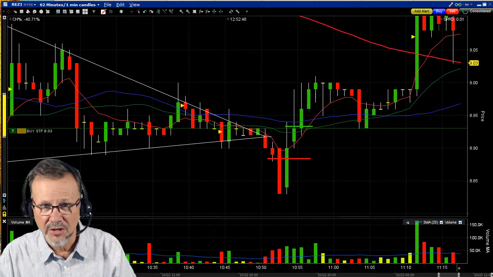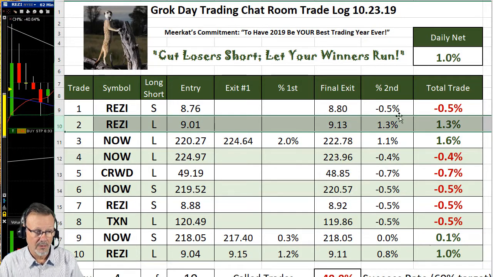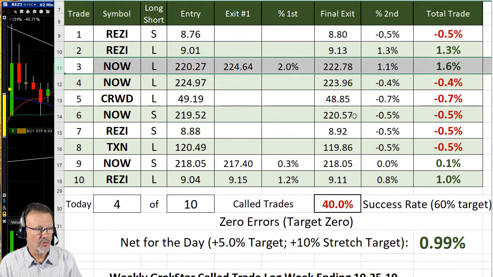It was a struggle today in the Grok Day Trading Chat Room. As you can see from our numbers, we did 10 trades but ended up with just about 1% net to the positive side. Again, we're trading our model portfolio, $10,000 per trade, so that's about $100. It was a real struggle today. We started out with REZI and got a 1% trade on that, and after that it was a struggle. It just kept chopping around.